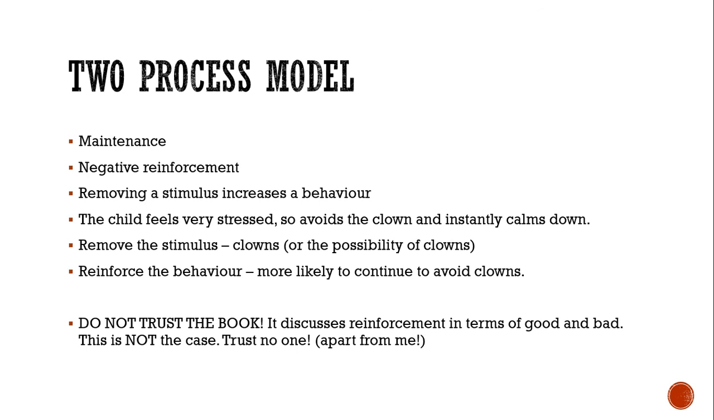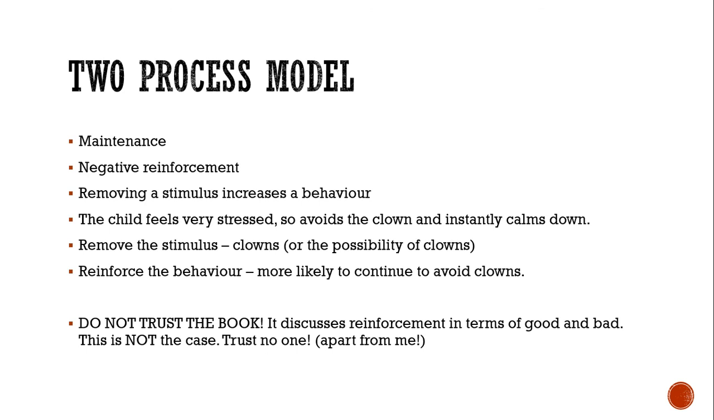Please don't trust the book, please don't trust the kind of logical assumption. This isn't logical, okay? Negative reinforcement. So negative, removing something, and reinforcement, increasing a behaviour. So the example we've got here is the child feels very stressed, so avoids the clown and instantly calms down. So we have the removal of anxiety and distress of the fear stimulus itself, which is the most important thing. So avoidance removes the fear stimulus, which increases the behaviour.